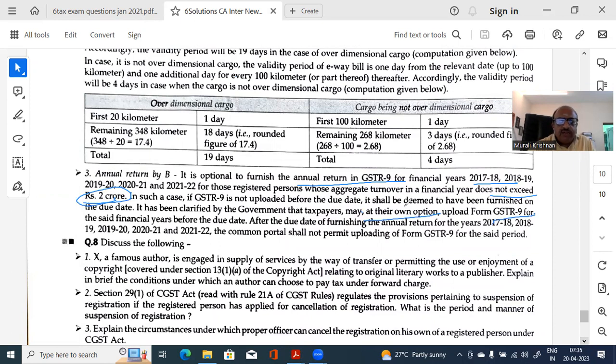Why it is important to file? If you have made any mistakes, it is better to file and correct it. Otherwise, it will be deemed to have been filed. It shall be deemed to have been furnished if you don't file it before the due date. So if you don't file it, it will be deemed to be filed.